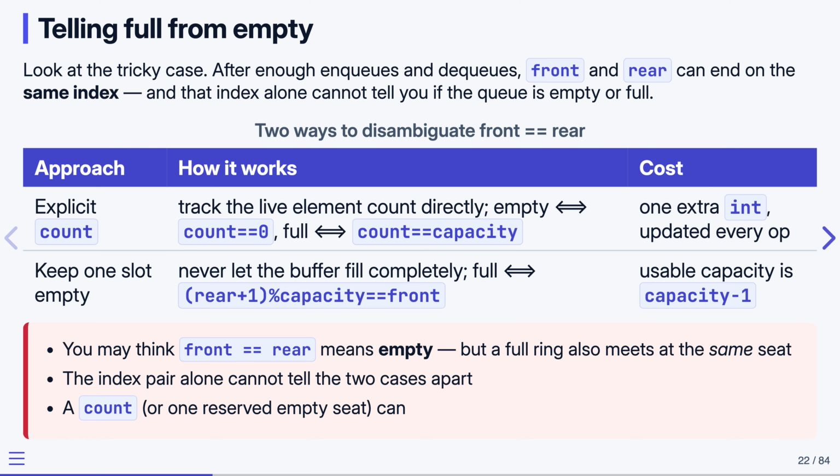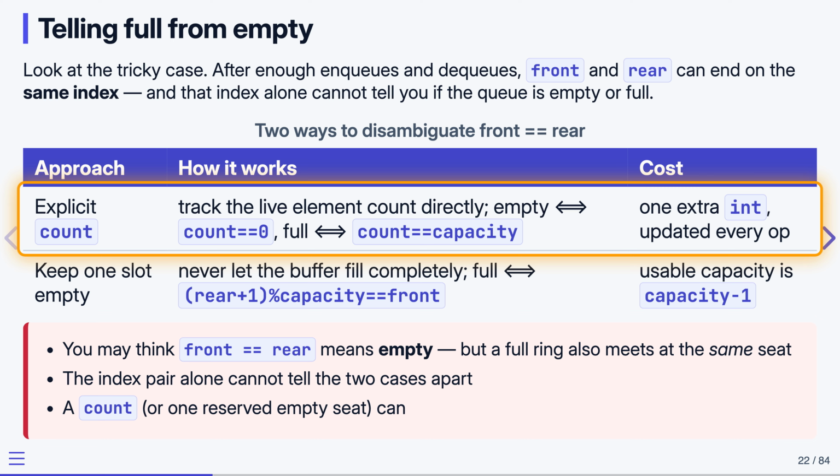They can end up on the same index, and that one index cannot tell you if the queue is empty or full. There are two clean ways to fix this. The first way is an explicit count. You keep a separate counter of the live elements. The queue is empty when count is equal to 0. It is full when count is equal to capacity.